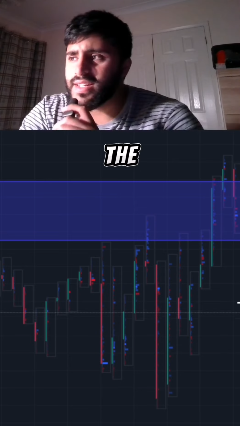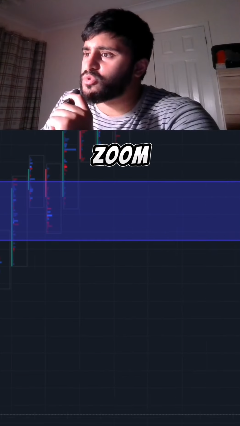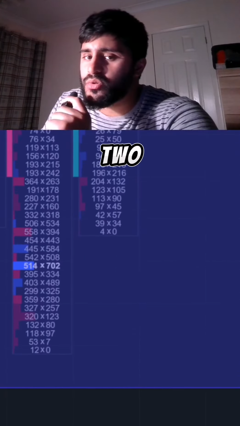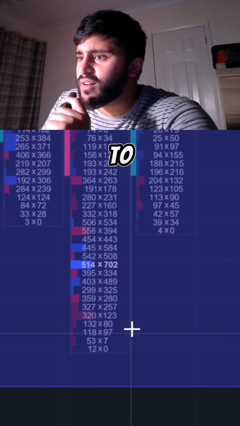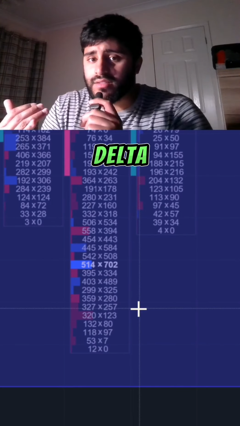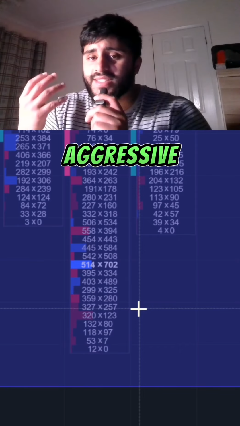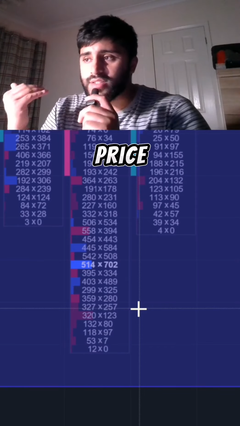Now, with that being said, let's go over to the ATAS platform and see how you could have taken this particular trade. Now, over here on the ATAS platform, what I want traders to zoom in and understand is what makes this candle super interesting: two basic things. I want traders to understand that there's a lot of red delta at the bottom. This red delta means that there's a lot of aggressive sellers that are trying to drive price lower.